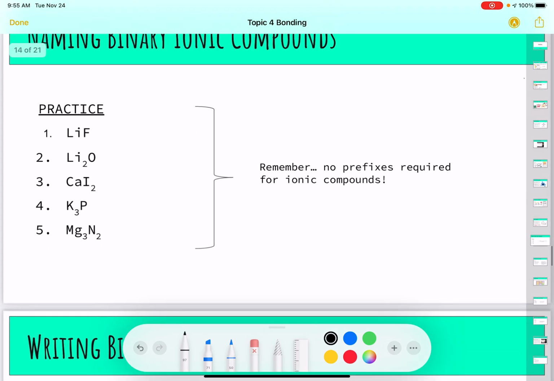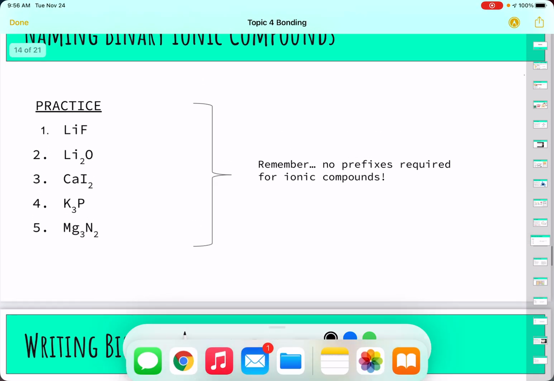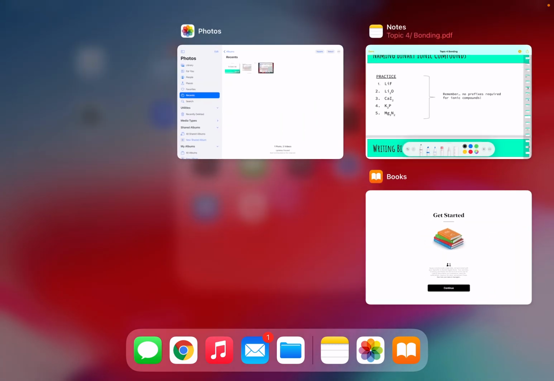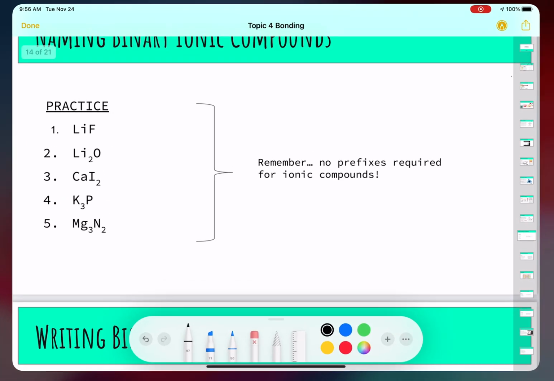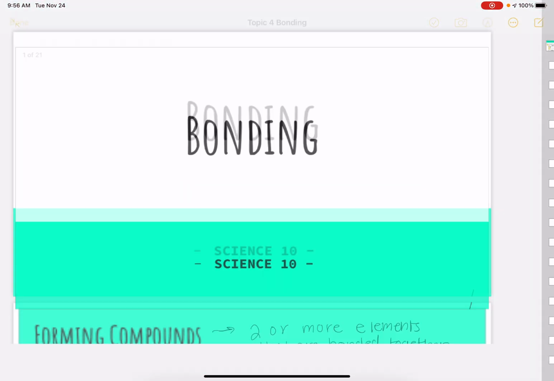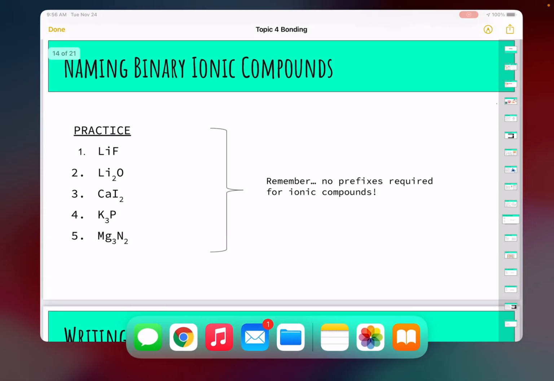All right, so these are our practice ones. Let's name them. Again, this is as simple as looking it up on the periodic table to find its name. And I normally have it in my notes, but actually no, I'm not going to do it that way. I think I have it in the pictures.